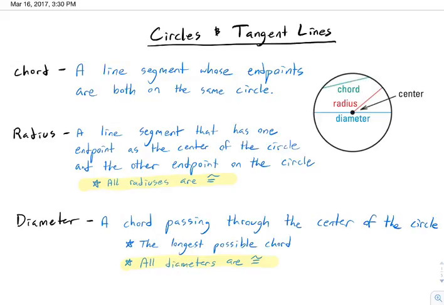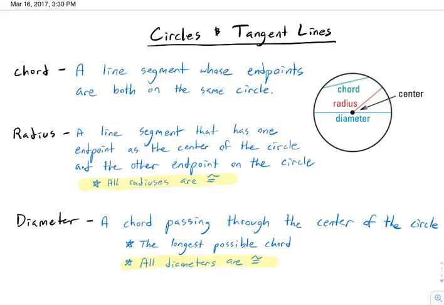A radius you guys have dealt with a lot in the past. That's any line segment starting from the center and going to any point on the circle. And the very definition of a circle is the collection of points that are equidistant from the center. So you can swing that same radius in any direction, and that same line segment all the way around is always congruent to that original. Okay, so I wrote: all radiuses, or radii, depending on how you want to say it, are congruent.